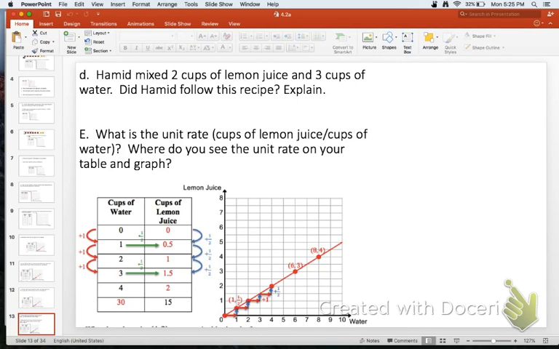Now, what if our person, Hamid, mixed 2 cups of lemon juice and 3 cups of water? Is this the same recipe? And it asks me to explain. So now I'm going to take my circles around 2 cups and 3 cups. We have been putting our water on top, so I'm going to put my water on top again. 3 water to 2 lemon. Is this the same as 1 and 1/2, the ratio we have been working with?